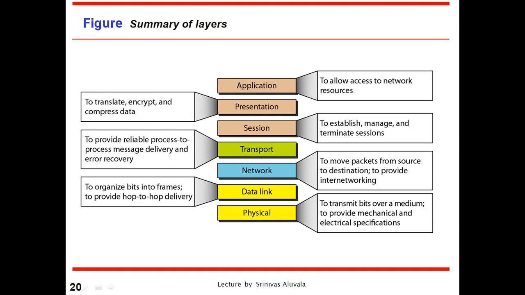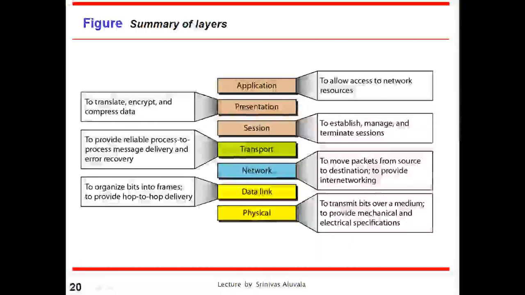Now coming to the summary of the OSI layers. Application layer: it allows access to the network as it enables the user, whether human or software, to access the network. It provides user interfaces and support for services such as electronic mail, remote file access, shared database management, and other types of distributed information. And coming to the presentation layer, as we have seen, its basic responsibilities are to translate, encrypt and compress the data. And next the session layer: it establishes and maintains the establishment and termination of the sessions between different systems.